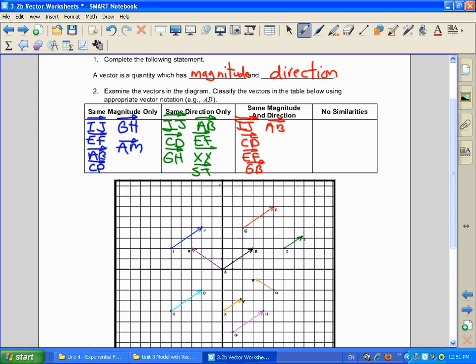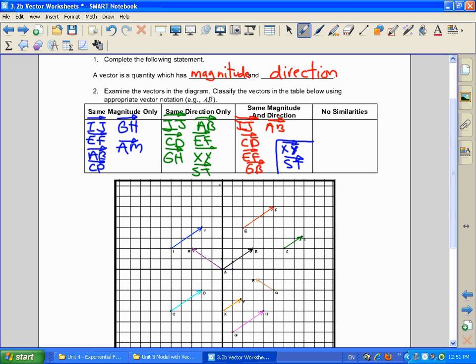However, do we have others that have the same direction, but just aren't the same magnitude? So we're going to do a subsection here, and notice that there are two that have the same direction but different magnitude than this original set that we have. So let's focus on X and Y. It has a different magnitude but the same direction as ST. So X, Y, and ST are their own subcategory in there.